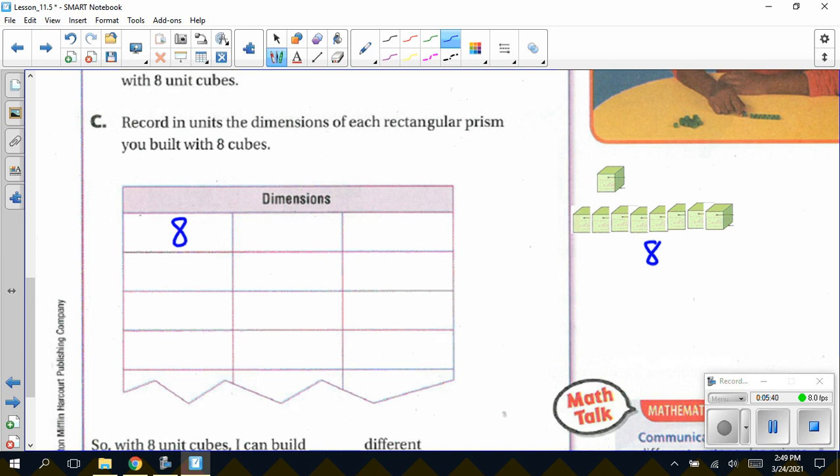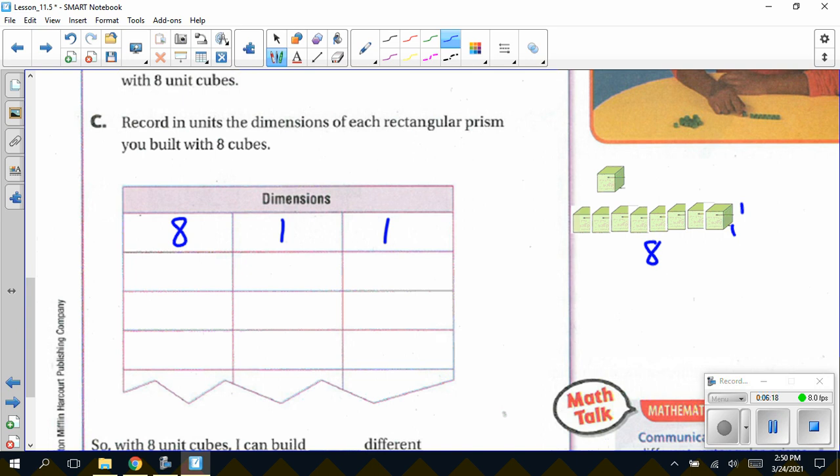Now my width, I see that it is only going 1 back. So my dimension for that width would be 1. And then my height, it's only 1 cube up. So my height would be 1. So my first dimension that I've created is an 8 by 1 by 1. Now obviously we could have had 1 by 8 by 1 or 1 by 1 by 8. It doesn't change it. It's just flipping the prism, either standing straight up or it's flipping it so that way it's going back. But mine is just going straight across.